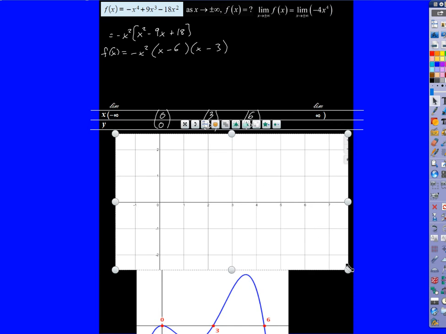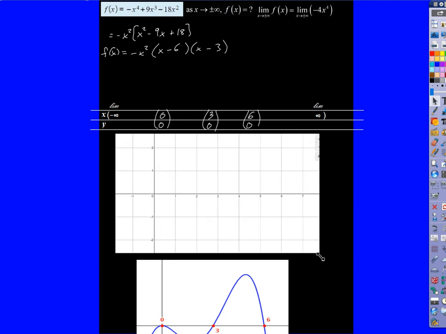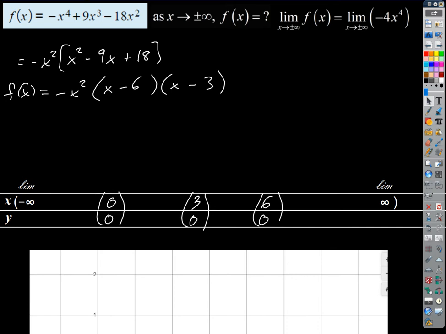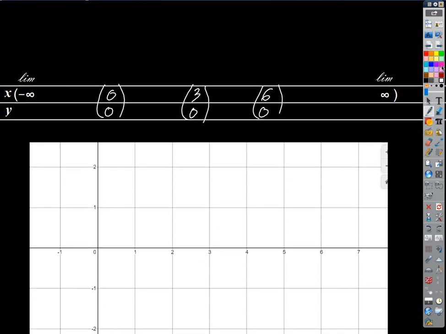Okay, here we go. That's better. Okay, so what we can do right now, we can start to already make our sketch. We could go down and add some points. We got points at 0, 0, at 3, 0, and at 6, 0. So we know the function's going to intersect the x-axis in those places. We just need to know what's happening everywhere else.